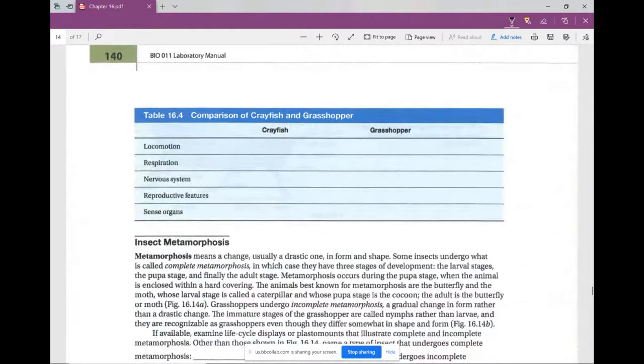Comparison of crayfish and grasshopper. Locomotion, crayfish: legs plus swimming appendages. Grasshopper has wings and legs. You can write jumping legs. Respiration, gills. Grasshopper, spiracles.